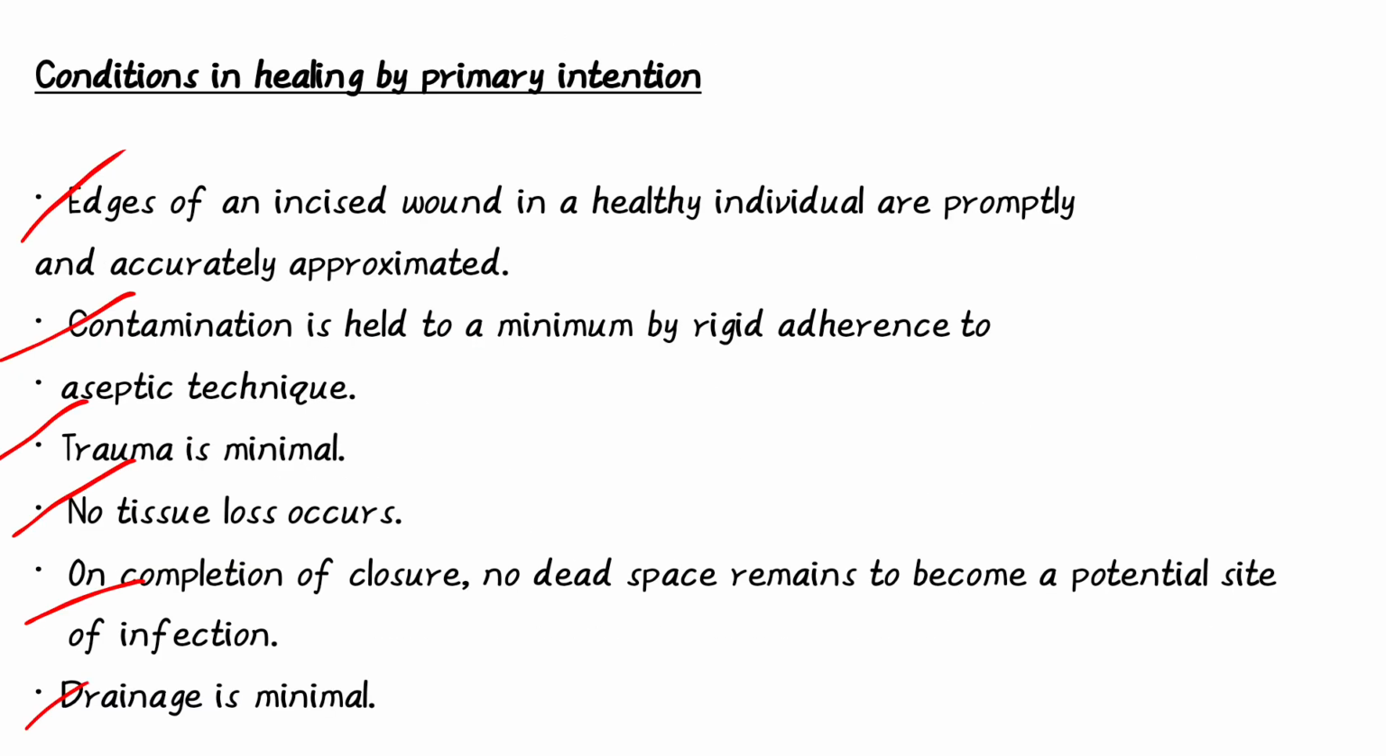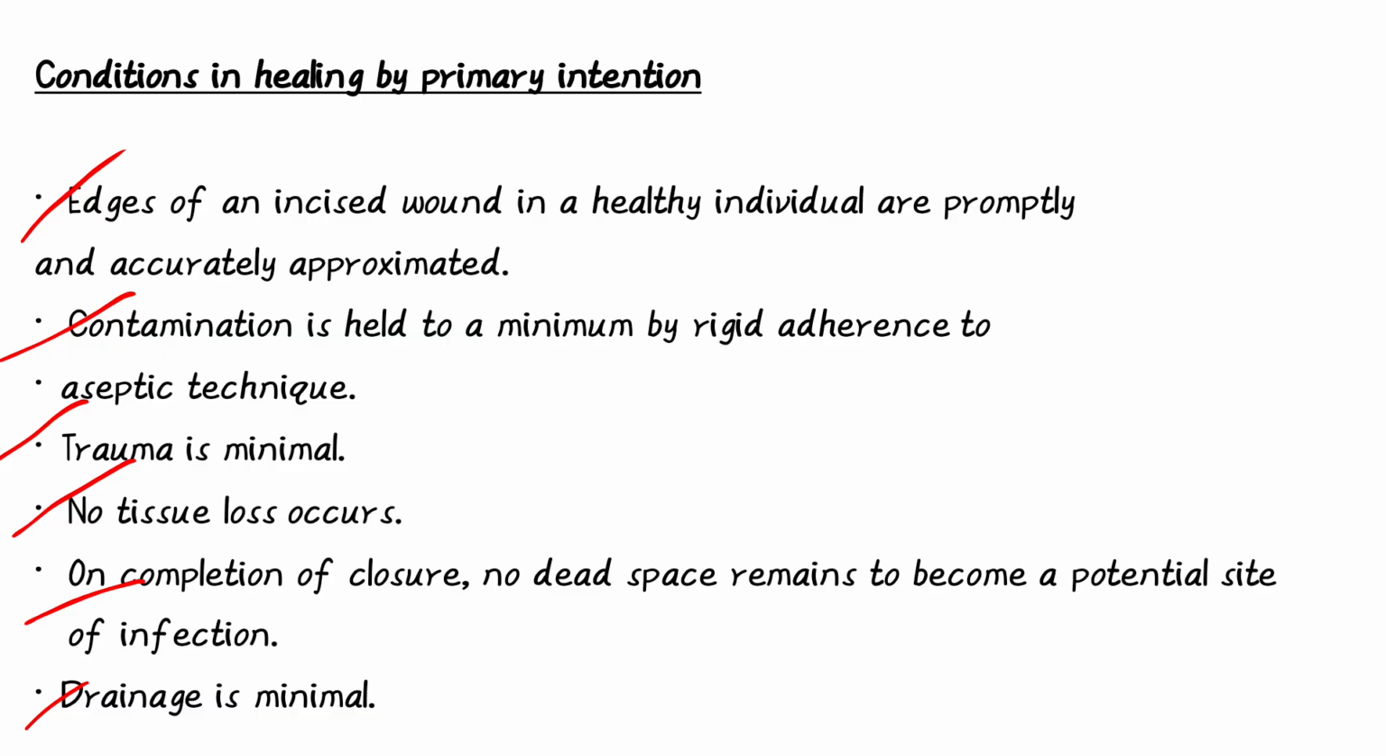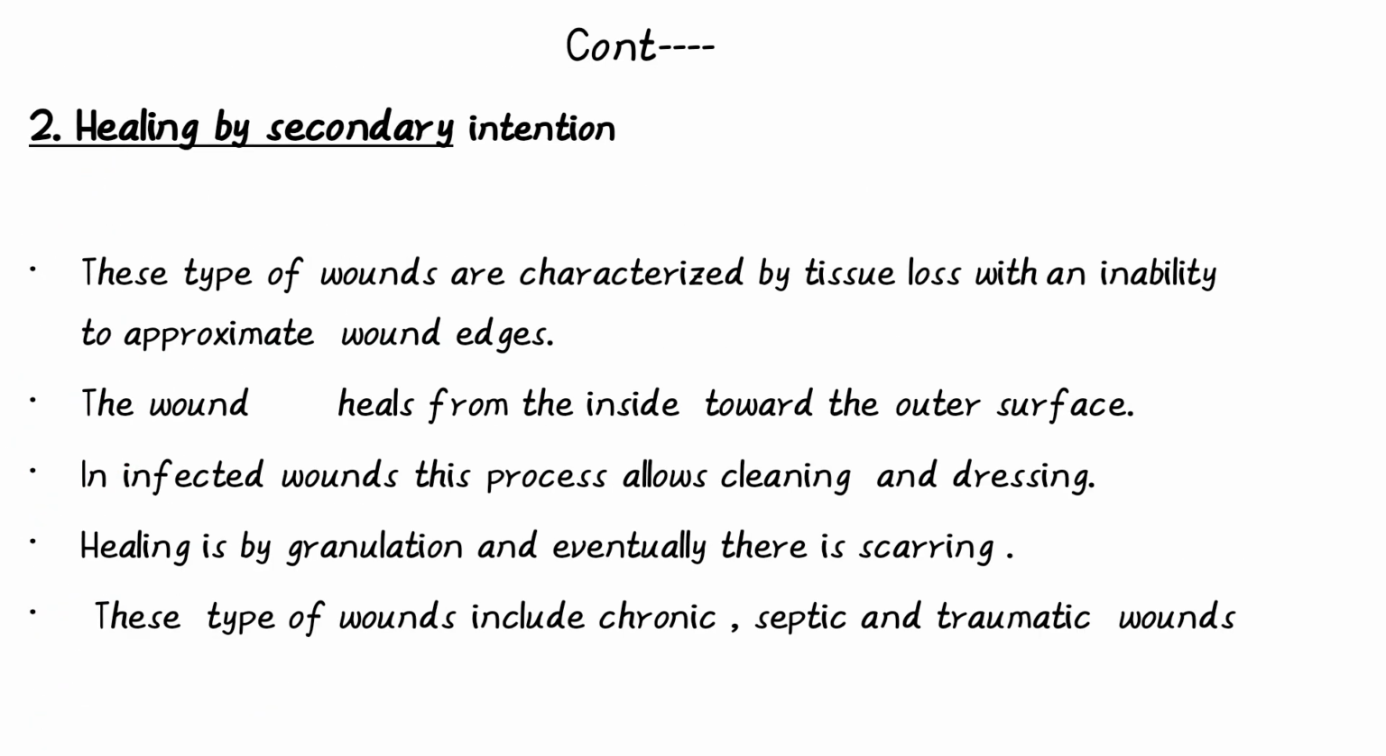So when a wound meets this condition, it will heal by primary intention. Two, healing by secondary intention. These types of wound are mainly characterized by tissue loss with an inability to approximate the wound edges. So we mainly look at the tissue loss and also the inability to approximate wound edges.